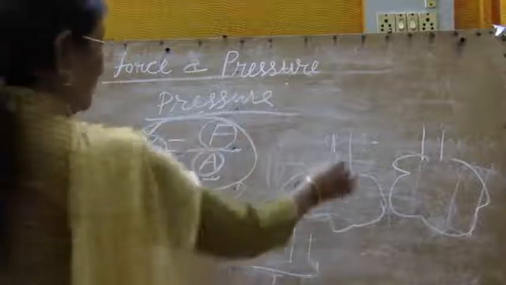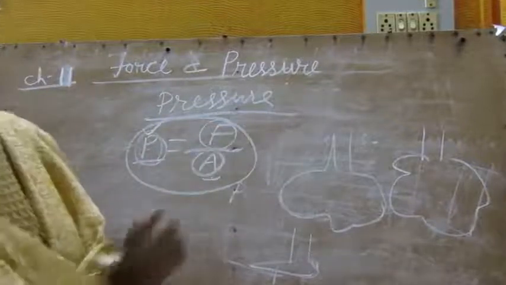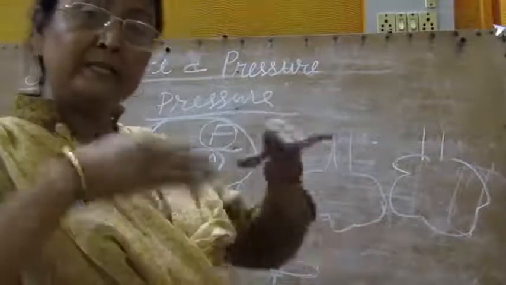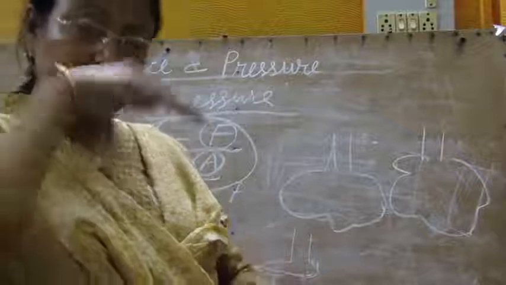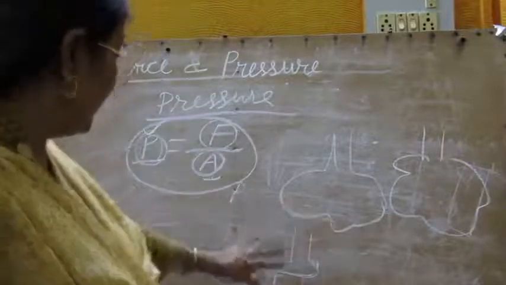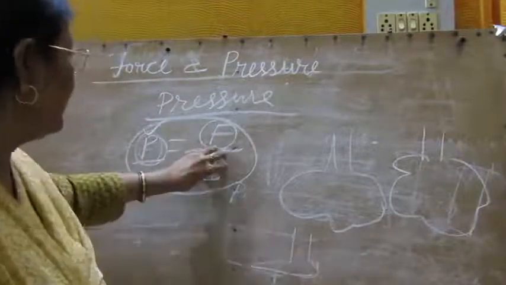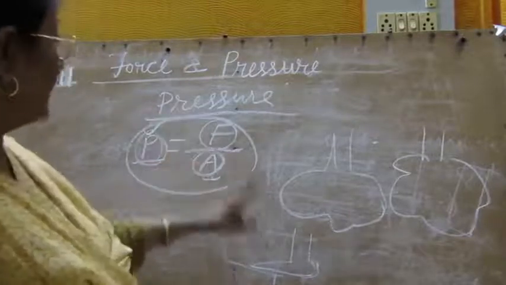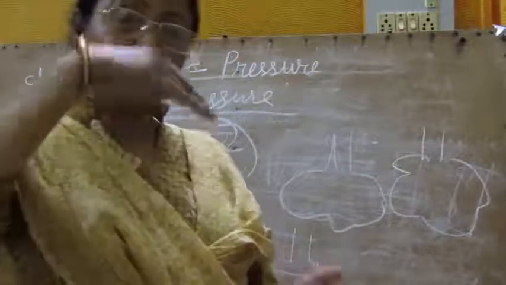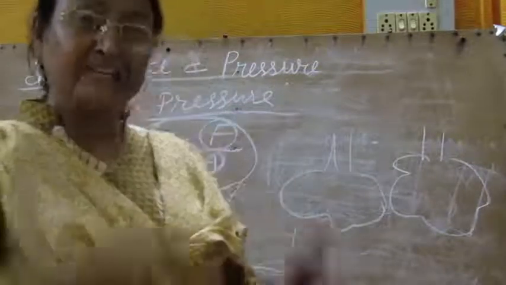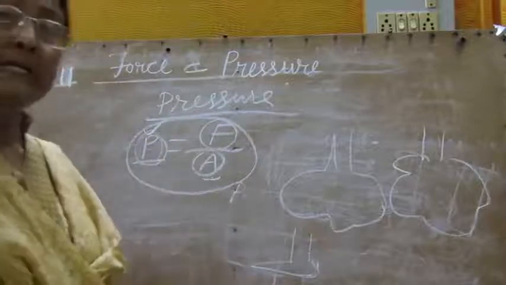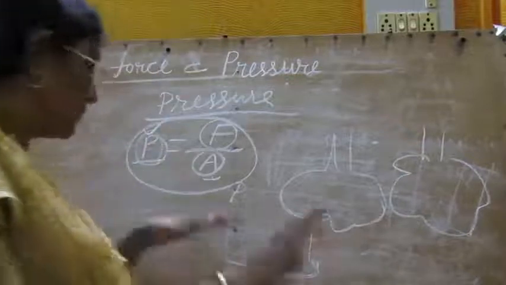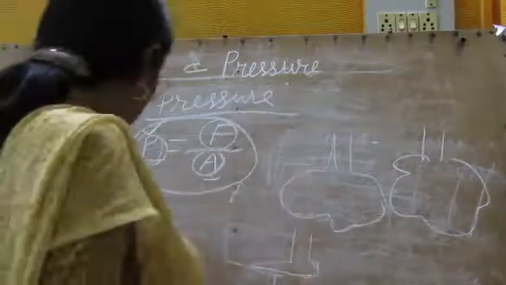So while walking or running on the sand, the camel gets very little pressure, so its legs do not sink into the sand. Whereas for human feet the area is very small, and as the area is less, the pressure increases. That's why human feet sink into the sand, and that's why they face problems walking or running on sand. This is also an example of pressure.